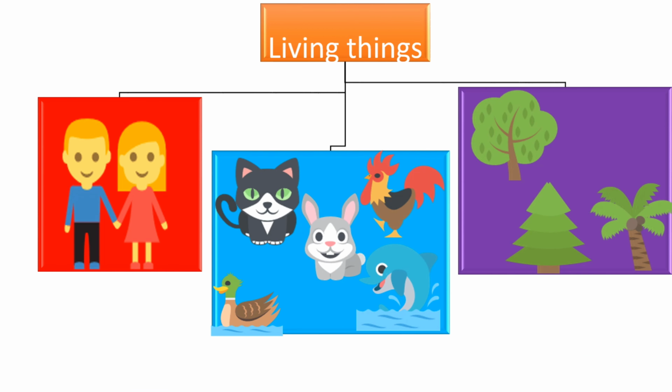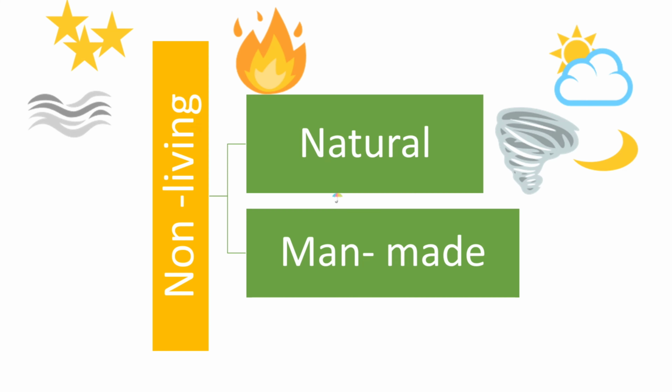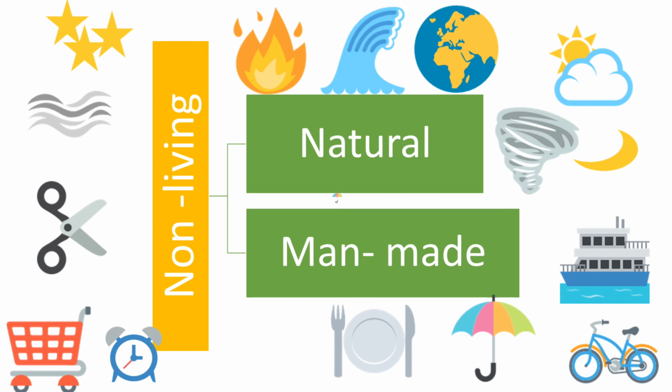For example, plants, animals, human beings have life. They are called living things. Natural things like soil, planet, water do not have life. They are called non-living things. All man-made things are non-living things.